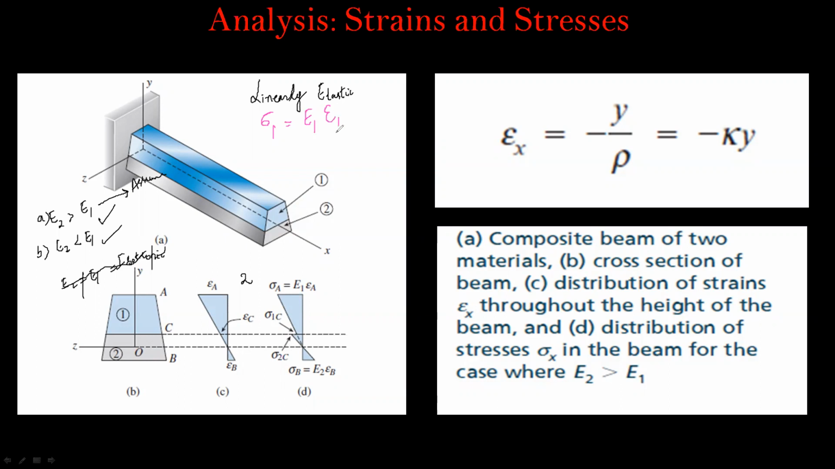Fine, eta in material 1. Or eta in material 2. Similarly, we write sigma 2 will be equal to E2 and strain in material 2. This equation can further be modified: this can be written as E1, and eta 1 can be written as minus Ky, and this can be written as E2 minus Ky. Y is the distance measured from the neutral axis. Now we are assuming E2 is greater than E1.